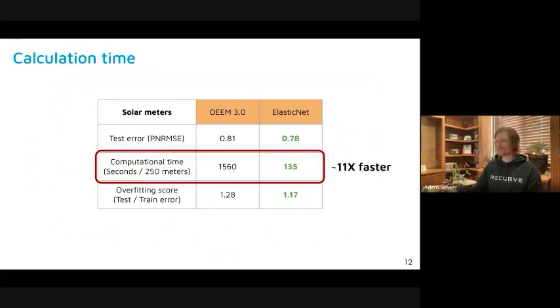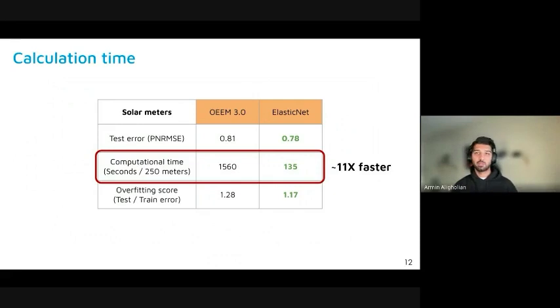Yeah, just one thing I want to mention for the non-solar meters, and that's actually somewhere between 30 to 40 times faster because we don't use that GHI for the non-solar customers.